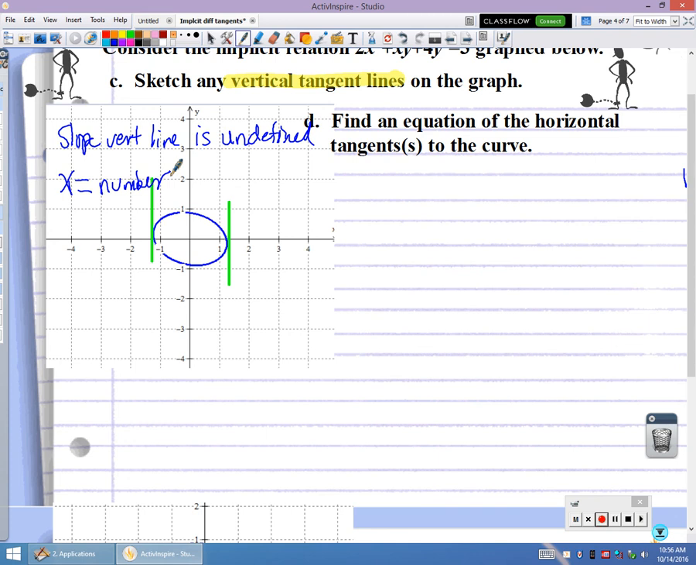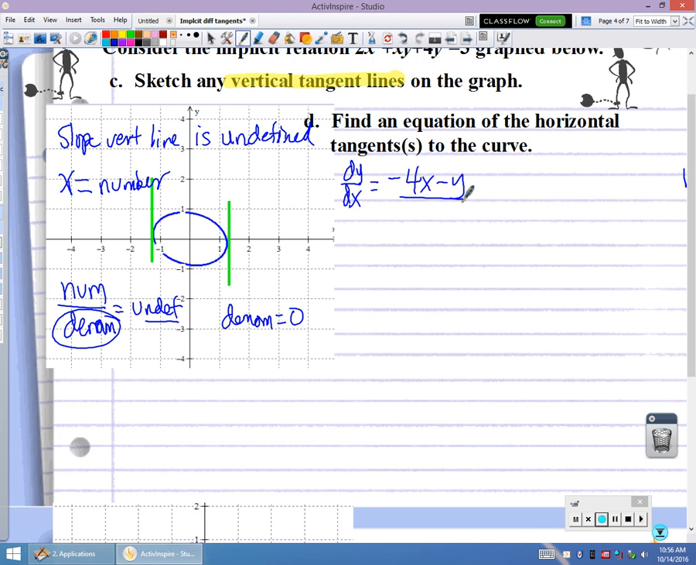And to get a slope of undefined, we have our same derivative that I'll rewrite in just a second. We have a numerator and a denominator, and the slope is undefined. Therefore, in order for the slope to be undefined, the denominator needs to be equal to 0 when we're looking for vertical tangents. Now, our slope from the other side is dy dx. This is just what we already had done when we found the derivative implicitly. Negative 4x minus y divided by x plus 8y.